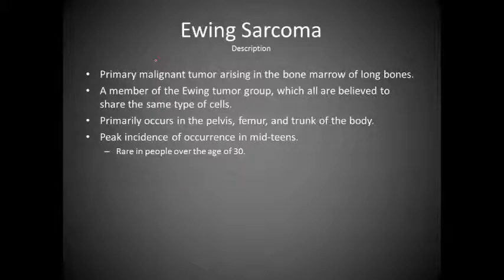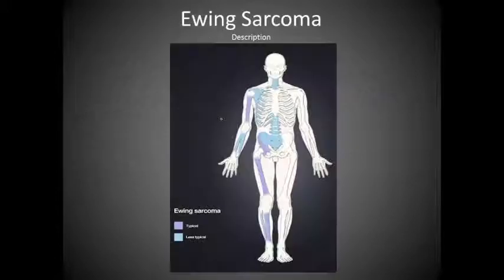Okay, Ewing sarcoma. It is a primary malignant tumor arising in the bone marrow of long bones. So keep that in mind, it is from the bone marrow. A member of the Ewing tumor group, which all are believed to share the same type of cells. Primary occurs in the pelvis, femur, and trunk of the body. Peak incidence of occurrence is in the mid-teens, and it's rare in people over the age of 30. So you're kind of out of the danger zone after the age of 30.